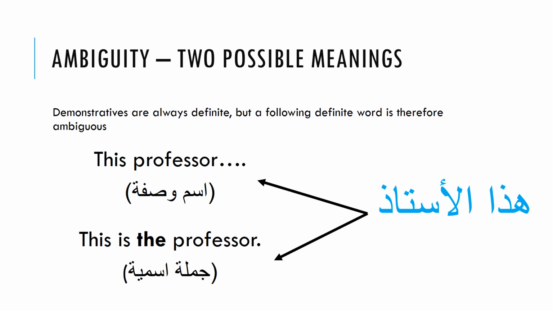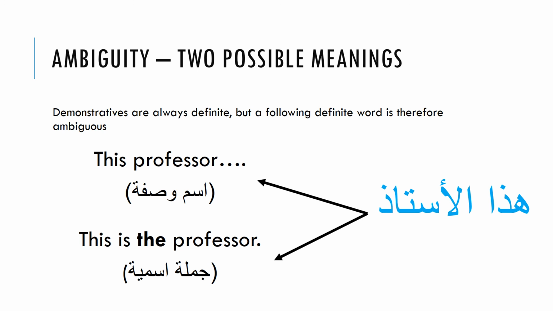Another problem with this is that sometimes we might end up with something being ambiguous. So demonstratives are always definite. But, as I just said, the khabar of a jumla ismiya could potentially be definite as well. So the phrase hadha al-ustaz could mean two things. Based on what we saw previously, we would assume it means "this professor."